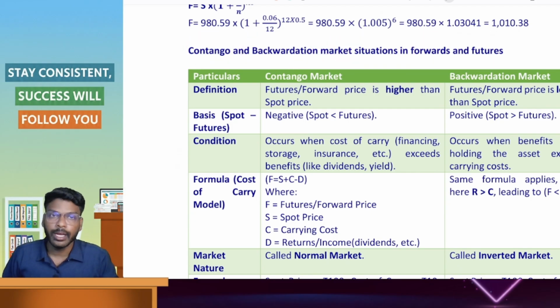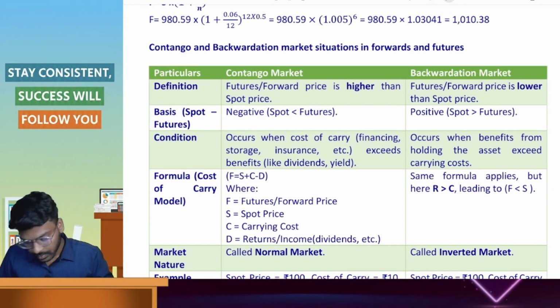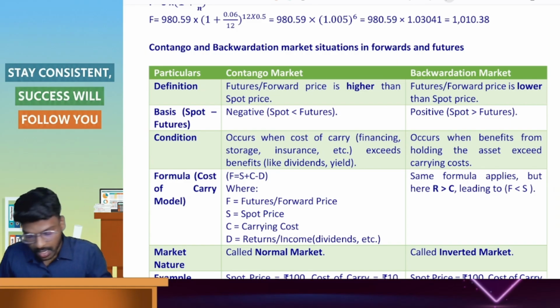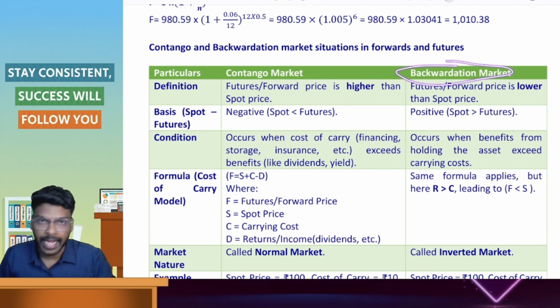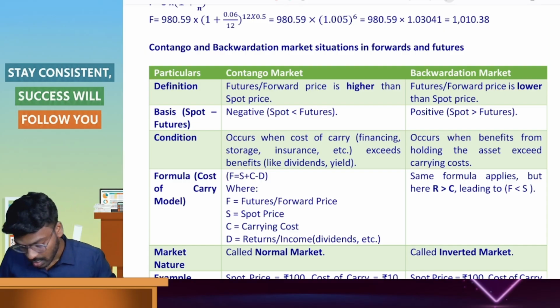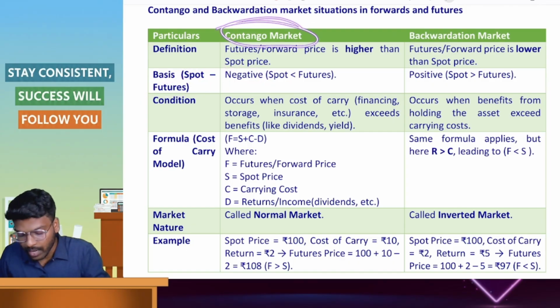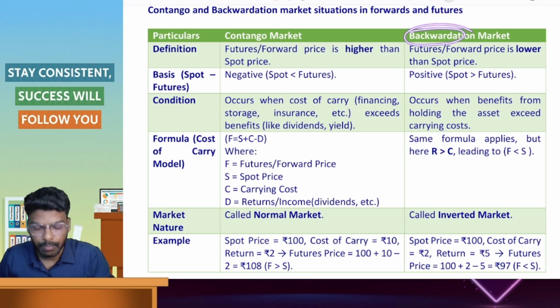In case some question will ask you the market situation, that is contango market or backwardization in forwards and futures. Whether the market is in contango or backwardization. Definition: if the future price is higher than the spot price, the market is in contango. If the future price is lower than the spot price, then the market is in backwardization. Basis is spot minus future. If it is negative, it is in contango. In case of positive, spot is more than the future price, so it is in backwardization.